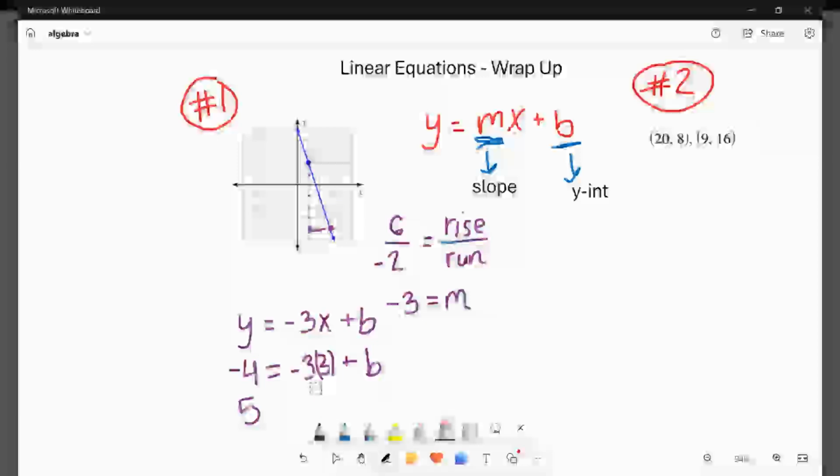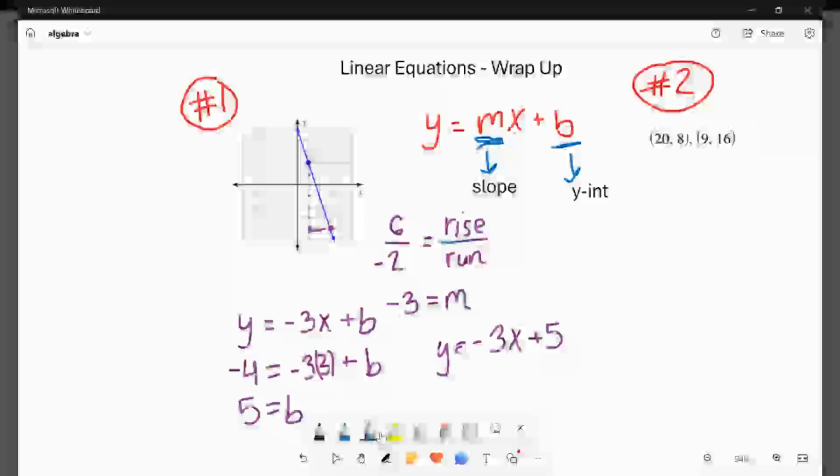So let's get rid of that. It looks like my graphical reading was right. Usually we can see where it crosses the axis, but if we're unsure, we can always plug in a point. So this is example 1 of using the graph, where we can get y equals negative 3x plus 5 as our equation.